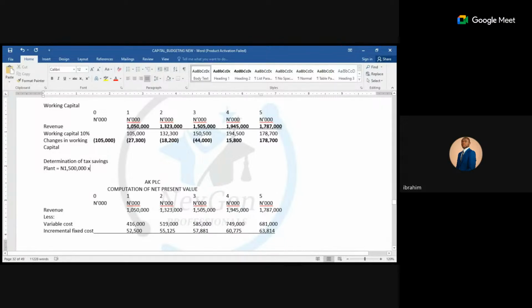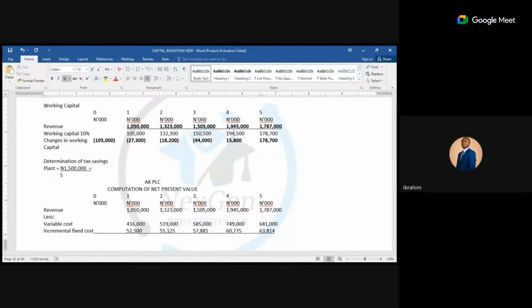So what is the number of years for plants? 5 years, based on tax, right? Yes. If you divide this by 5, they said the scrap value is nil, so what do you have? 300,000. 300,000 times 25%. What do you have? 75,000. So the capital allowance is on straight line method.